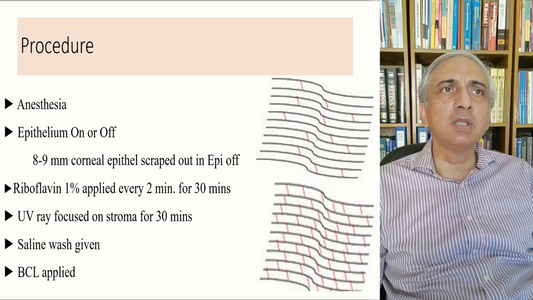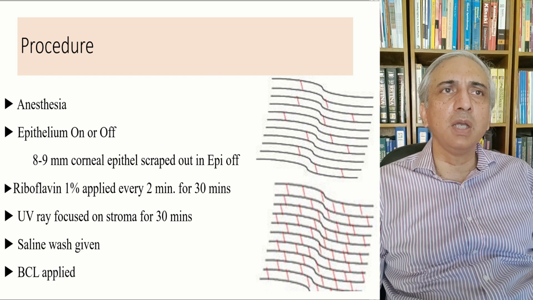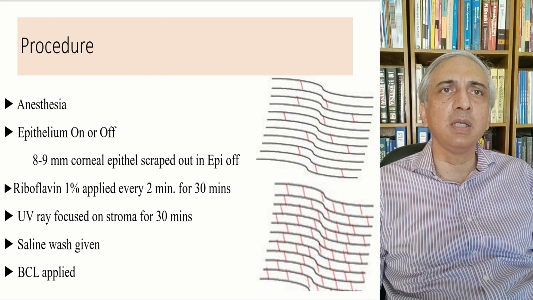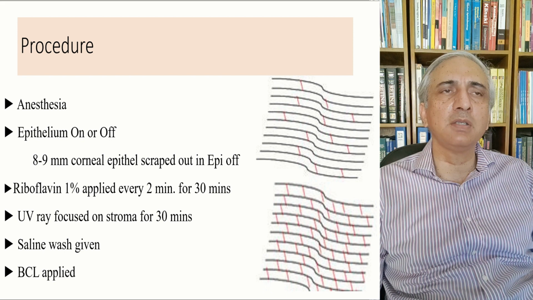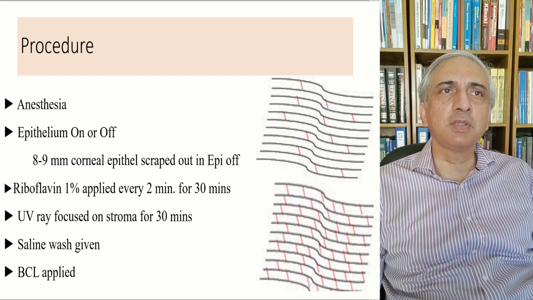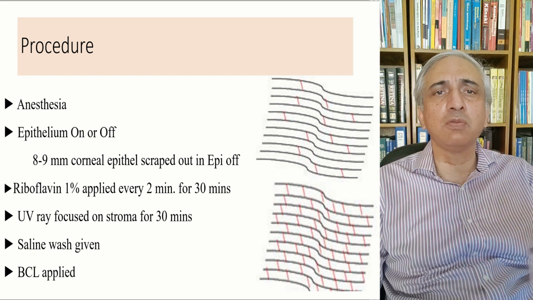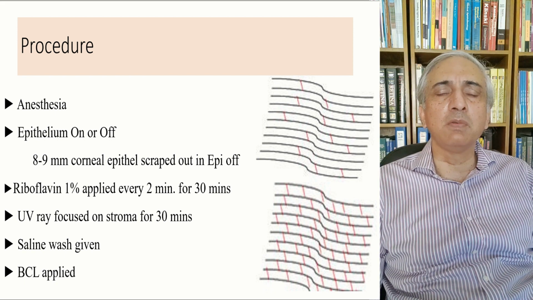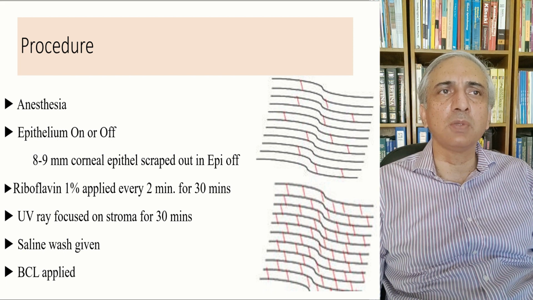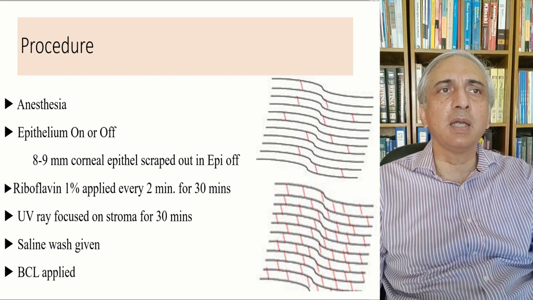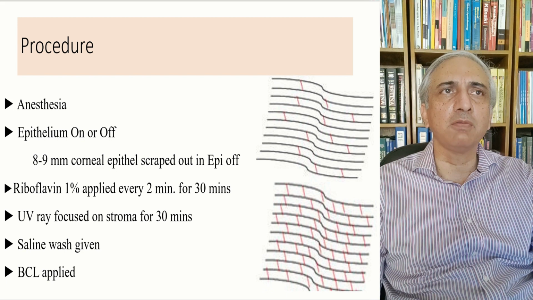For collagen cross-linkage, use anesthesia, epithelium on or off; 8 to 9 millimeters of corneal epithelium is scraped off in epi-off surgery. Riboflavin 1% is applied every 2 minutes for 30 minutes, and then you can focus UV rays on the stroma for 30 minutes. You've got machines and algorithms with which you can do it for 10 or 15 minutes as well. Saline wash is applied, and a bandage contact lens is applied for a few days.